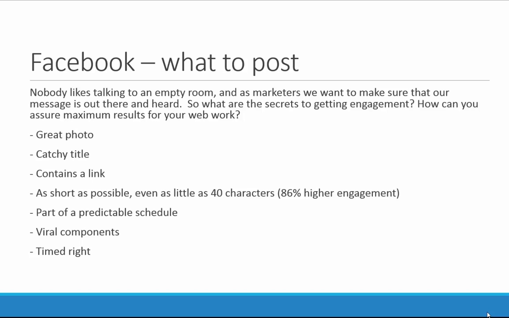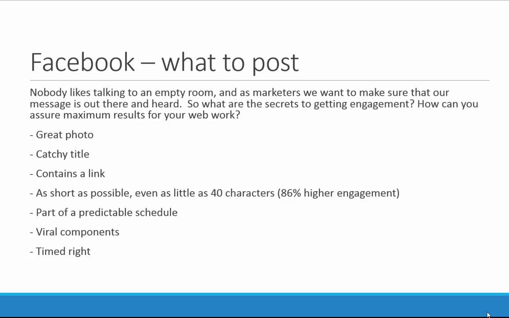And last but not least, you need to make sure things are timed right. You don't want to post at 4 o'clock in the morning when everybody's asleep, because by the time they wake up, you're already going to be scrolled way off the page and you're irrelevant. So just remember there's timing components to this too.